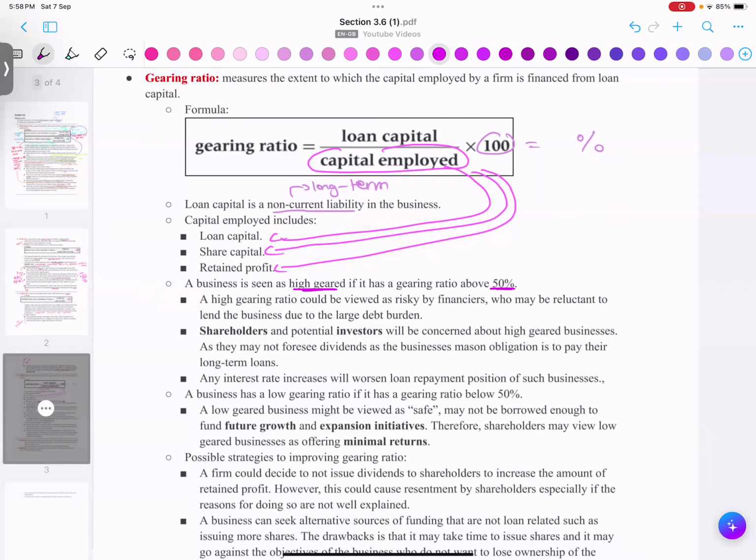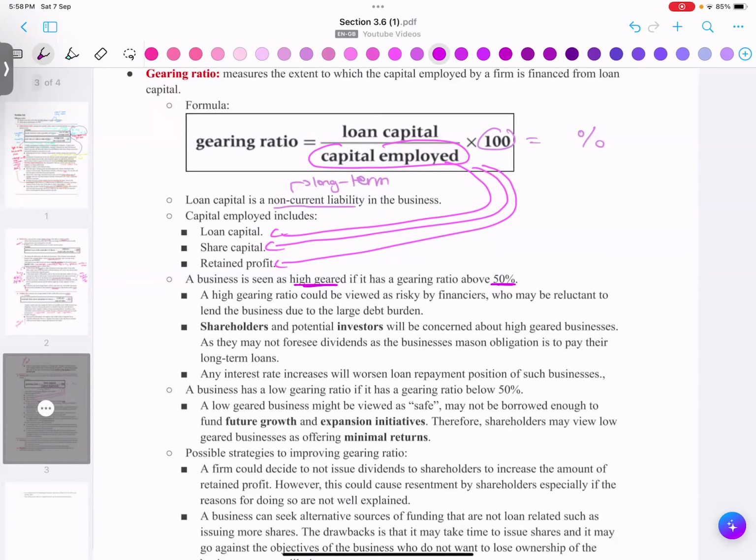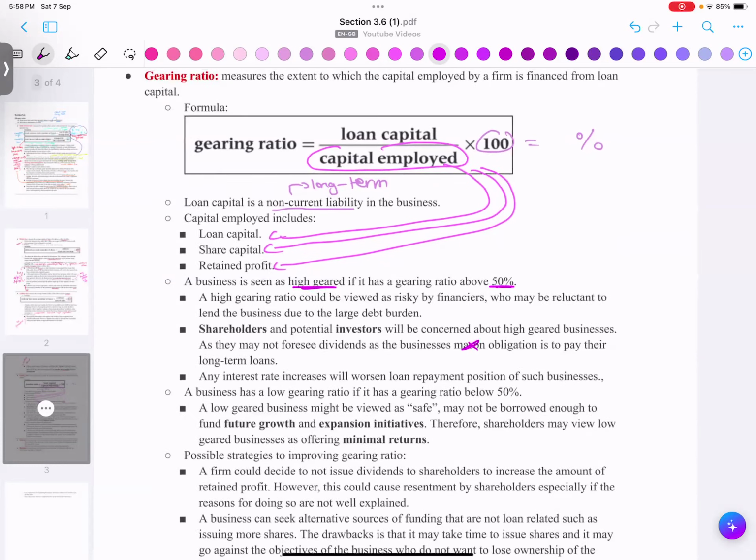There's a really high chance it might go bankrupt, because bankrupt is when the firm can't pay for its debts, so they end up selling their assets to be able to pay for its debts, right? So this seems risky to investors. Shareholders and potential investors will be concerned about high-geared businesses, as they may not foresee dividends, as the business's obligation is to pay their long-term loans.